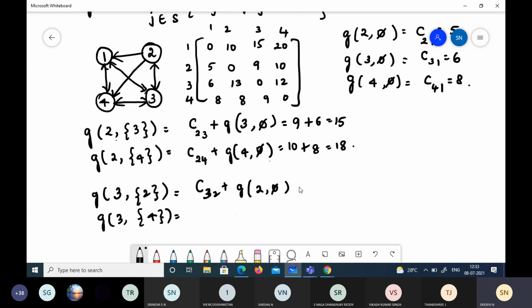Okay, and so this becomes 3 to 2 is how much? 13 plus 2, 5 is how much? 5. So this becomes 18, and here C of 3, 4 plus G of 4, 5, and this becomes 3 to 4. It is 12 plus 8, and this fourth one. So this is 20.